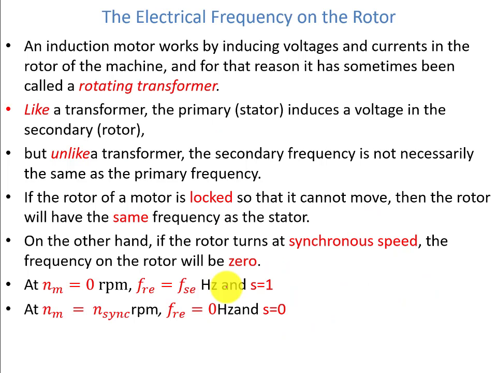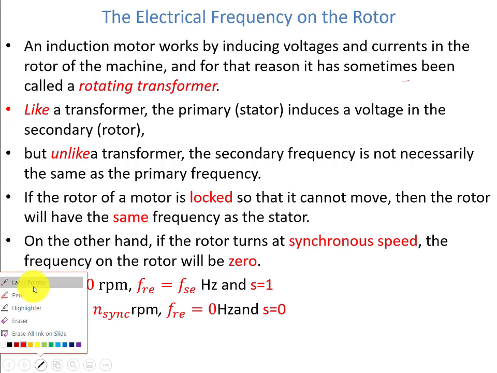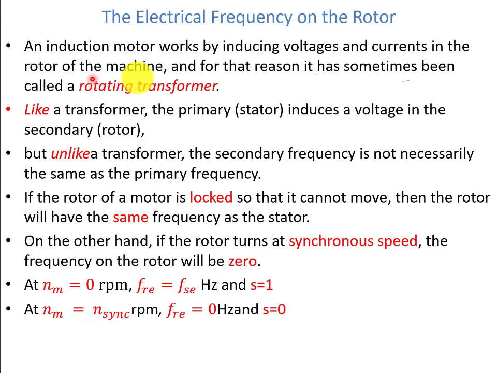An induction motor works by inducing voltages and currents in the rotor of the machine, and for that reason it has sometimes been called the rotating transformer. Why is it called the rotating transformer? Because if we short circuit the secondary of the winding and give the secondary of the transformer a place to rotate, it will start moving. So like a transformer, the primary, here we call the stator, induces a voltage in the secondary. But unlike a transformer, the secondary frequency is not necessarily the same as the primary frequency.